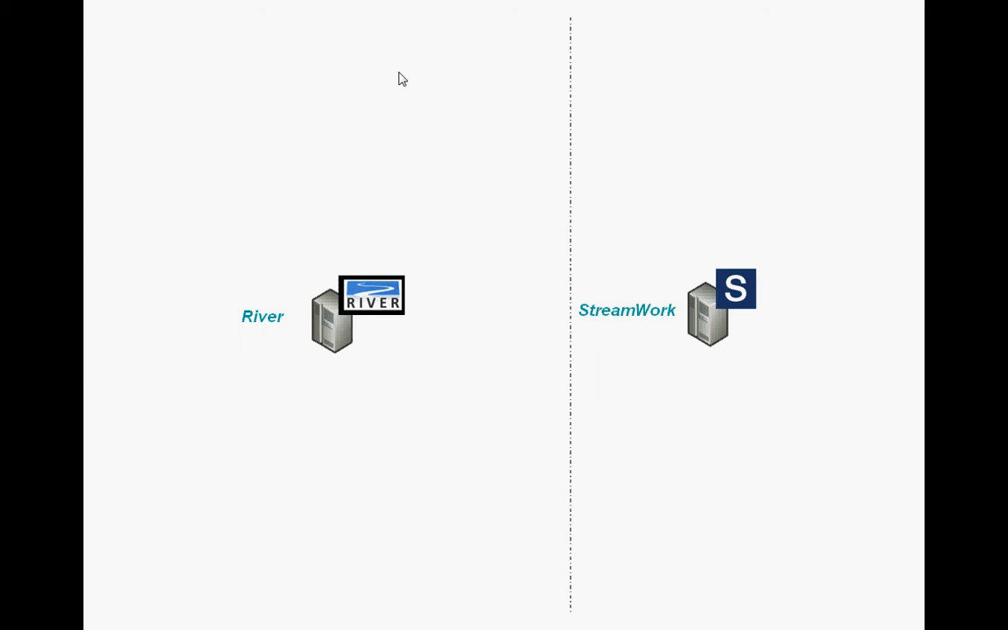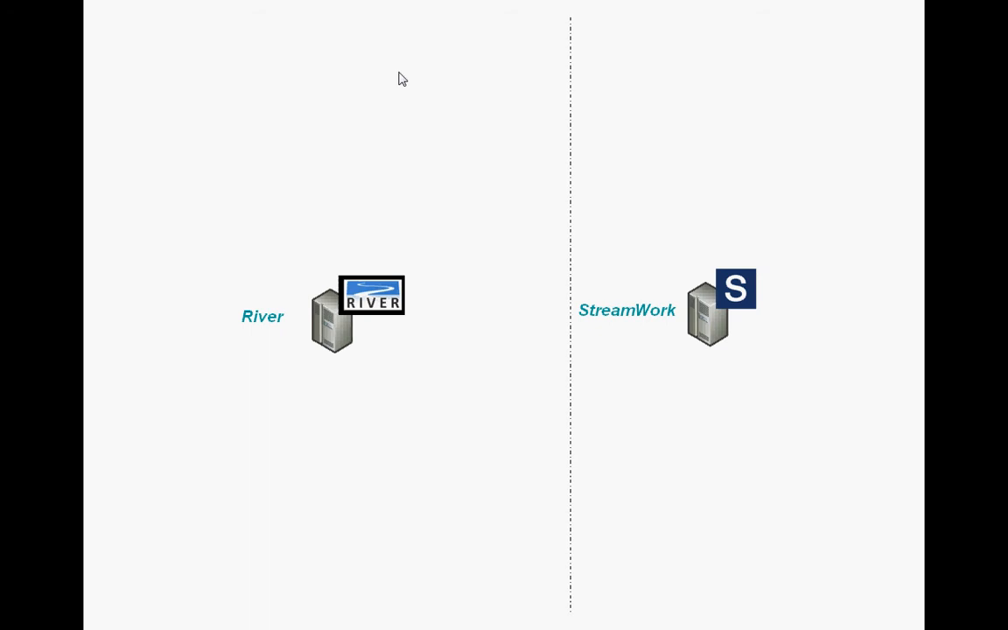I'm an SAP mentor, and today I'm going to be talking about two SAP on-demand edge platforms. I'm going to be talking about River and Streamwork, and I'm going to be comparing the functionality in one particular aspect. So let's get started. So first of all, River.